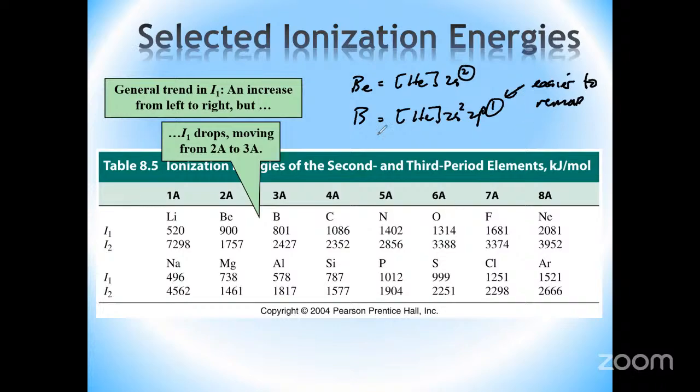Okay, another exception that we observe is that, starting from boron, the energy increases to carbon, and then it increases to nitrogen, and then there's another decrease, all right? Right here, the first ionization energy decreases again slightly from nitrogen to oxygen. Now, why is that so? Again, we have to go to the electron configuration.